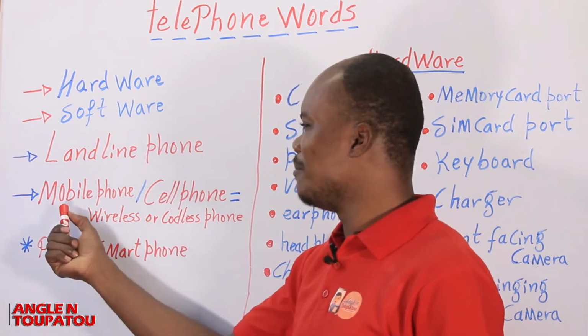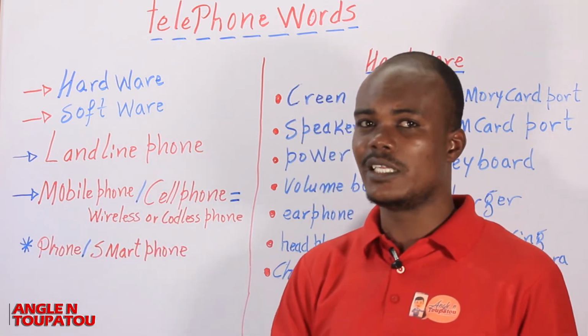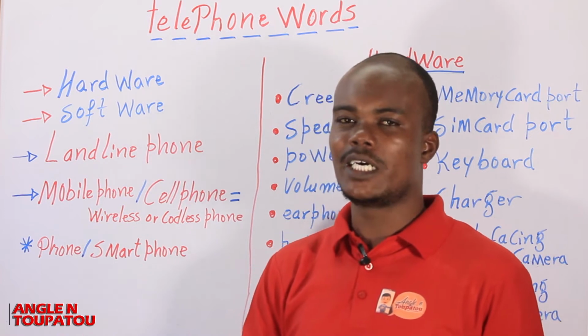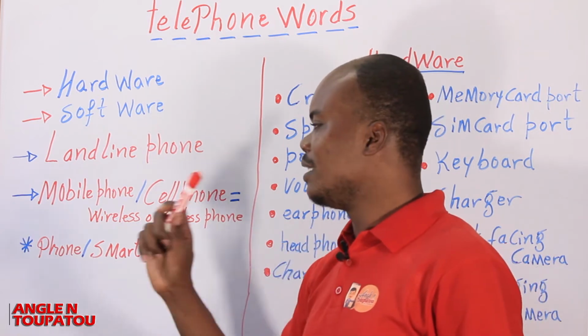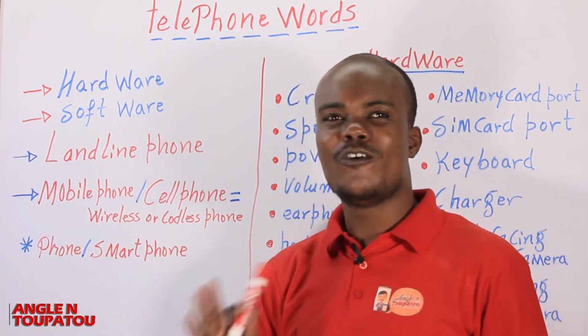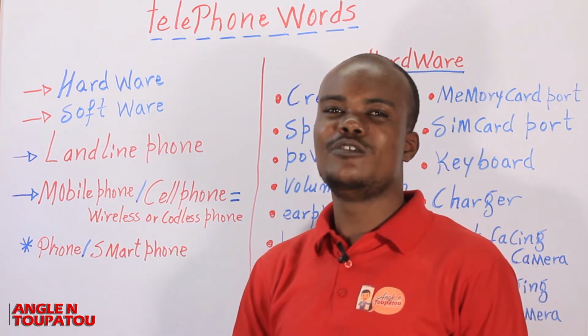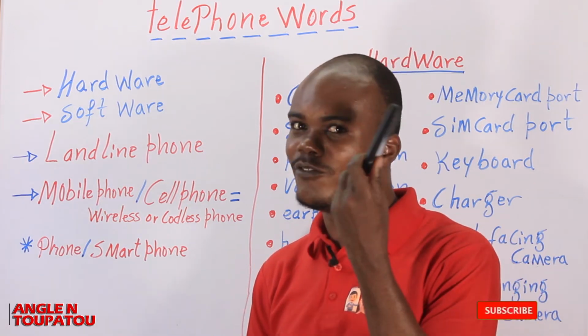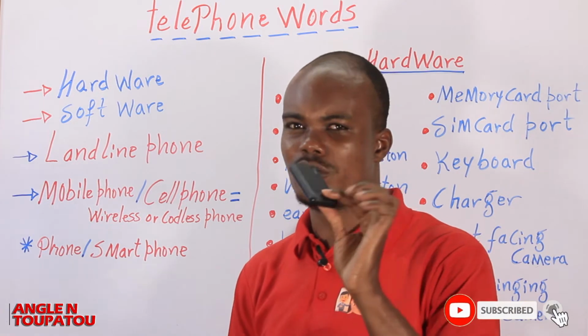Okay. But when I say mobile phone or cell phone, people in England say mobile phone, people in America say cell phone, commonly known as phone or smartphone. When you say phone, you simply say this phone. You know that phone. You just say phone.